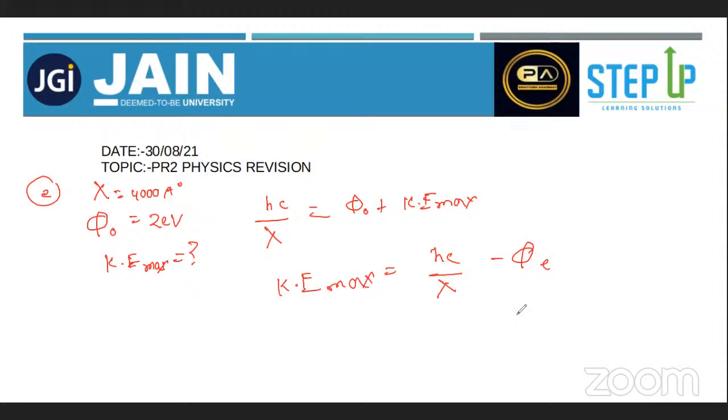It will be 1.1 electron volt. So what is the work function? Work function is basically the minimum amount of energy required for the ejection of an electron from a metal surface.